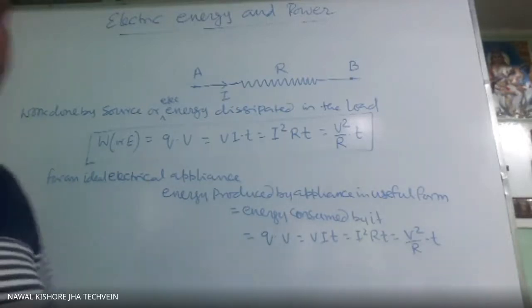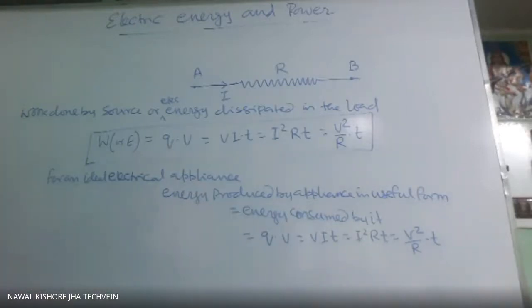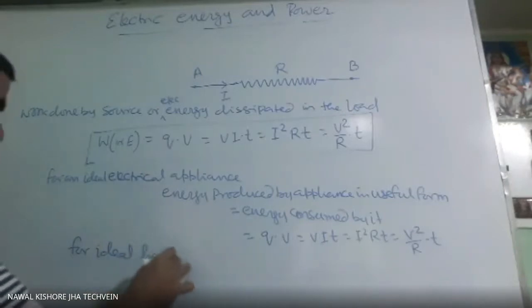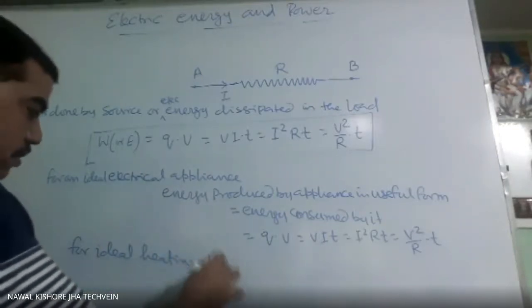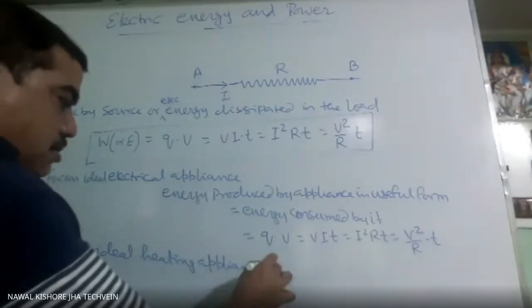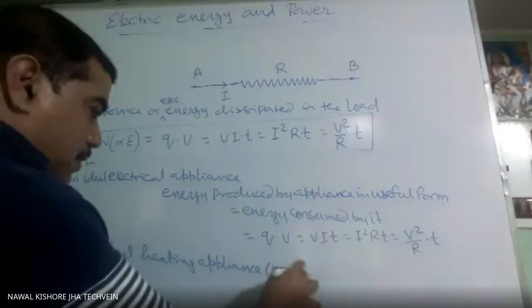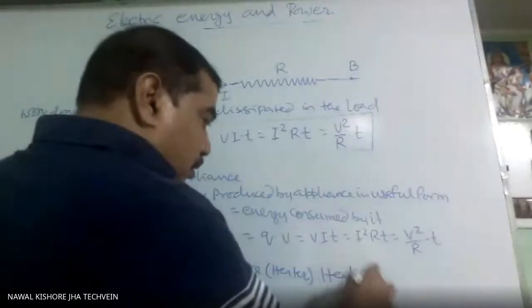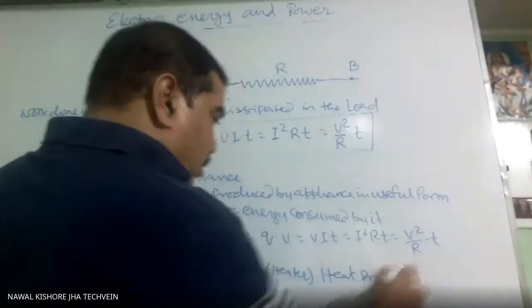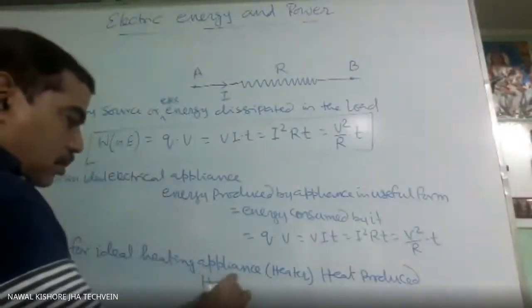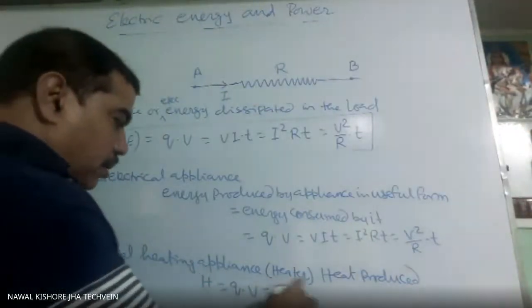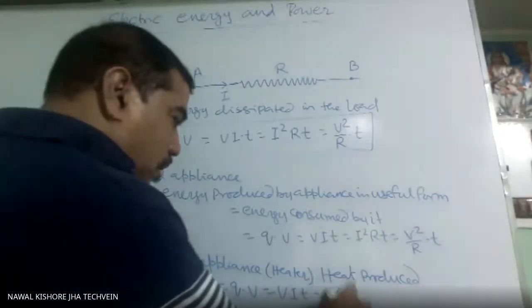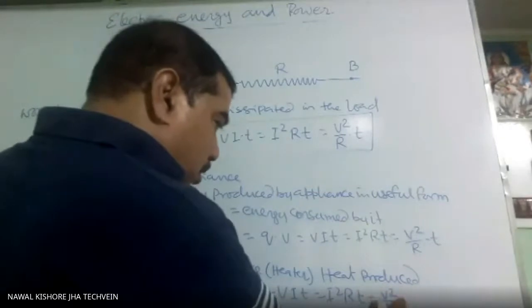So especially for ideal heating appliance, that is heater, suppose, the heat produced will be this much only. This H, heat produced, will also be same: Q into V, VIT or whatever formula you are saying, I square RT or V square over R into T.